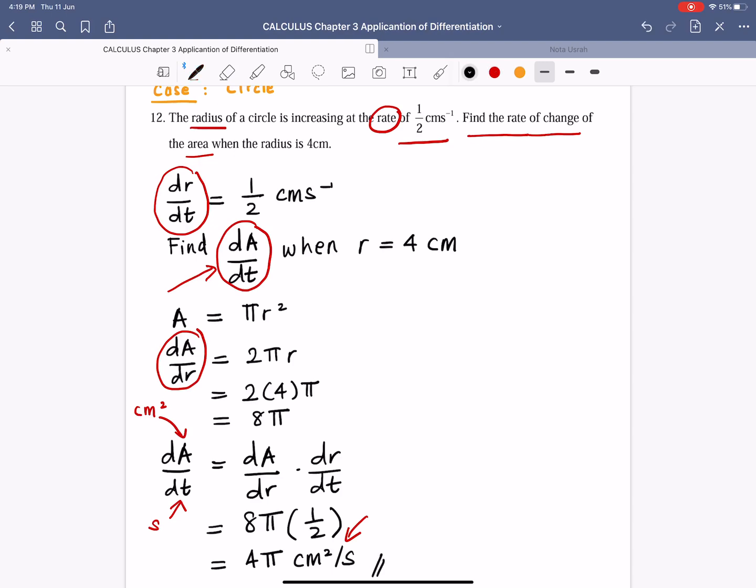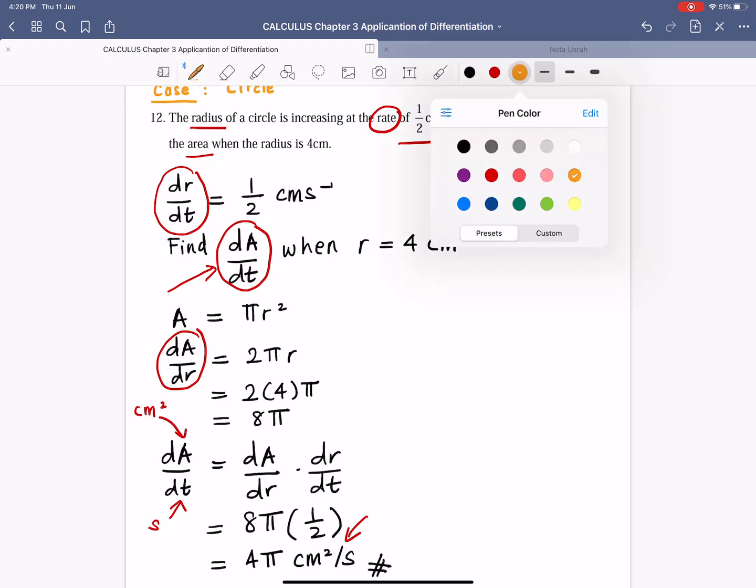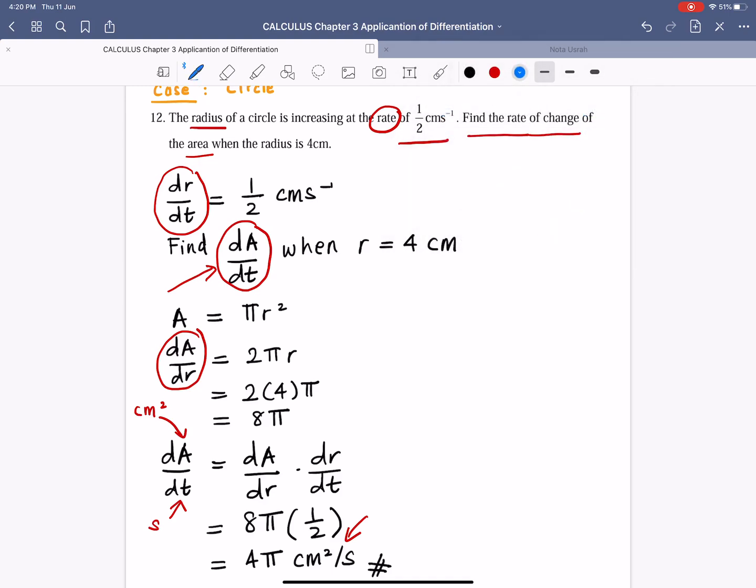If you see here, this solution is by using the chain rule. Here we use the chain rule, because you have the chain rule here. This is the chain rule.